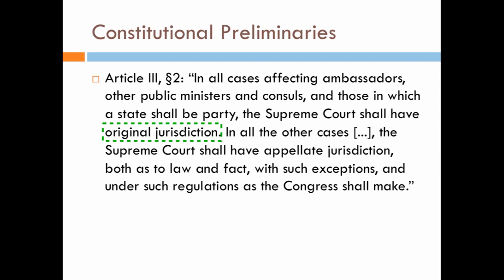In all other cases, the Supreme Court shall have appellate jurisdiction as to law and fact with such exceptions and under such regulations as the Congress shall make. The Constitution tells us that this second type of jurisdiction, its appellate jurisdiction, is going to come with a contingency factor based on what Congress says. This means that the Supreme Court is not completely free from Congress here.